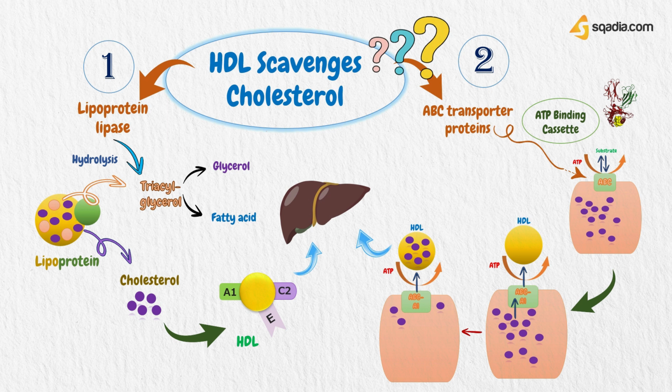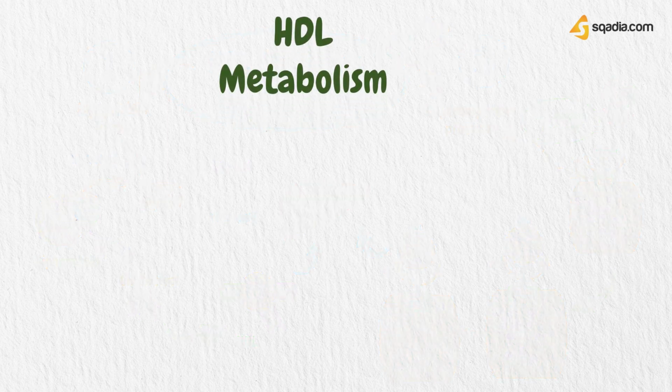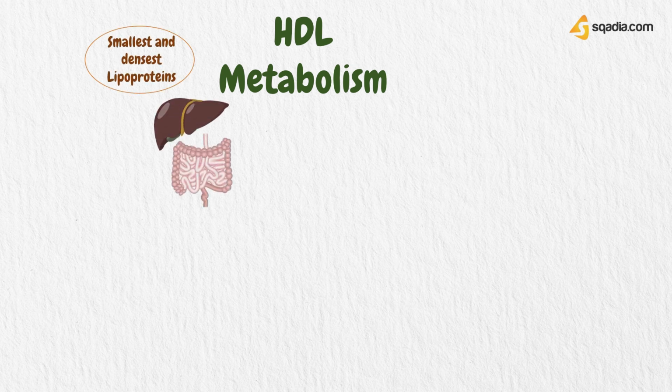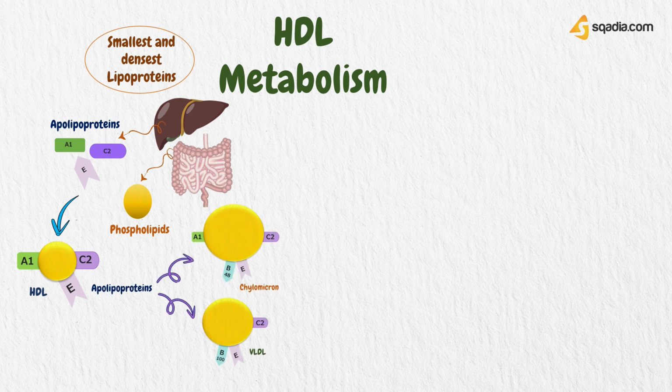Now let's move ahead and learn the metabolism of HDL. HDL is the smallest, densest lipid transport vehicle that is assembled in the liver and intestine from apoproteins A1, C2, E and phospholipids. HDL donates apoproteins to chylomicrons and VLDL particles. HDL also plays a very important role in cholesterol metabolism by transporting excess cellular cholesterol through the bloodstream to the liver for excretion in bile. Now, let's see how cholesterol modifies itself for transport through HDL.